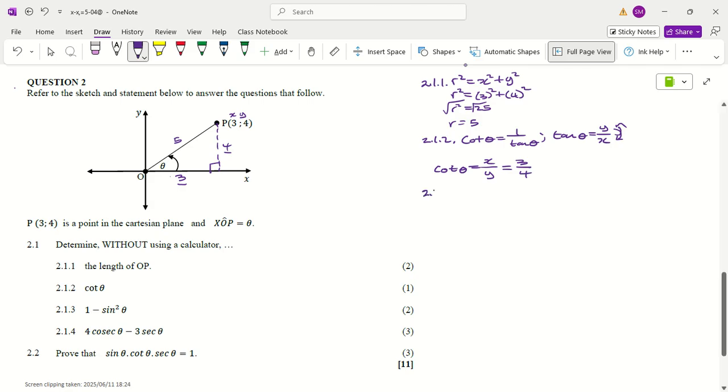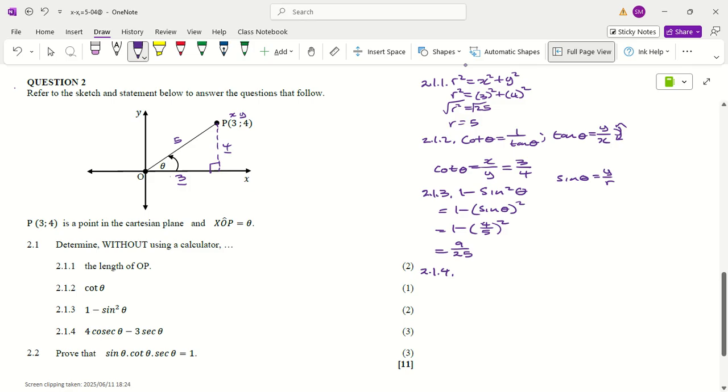And then we go to 2.1.3. We need to find 1 minus sine squared theta, and we know this is 1 minus sine theta squared, and we know that sine theta is y over r, so this would be 1 minus y, which is 4 over r, r is 5, squared. So very simple there. And then this would mean this is 9 over 25. Very simple.